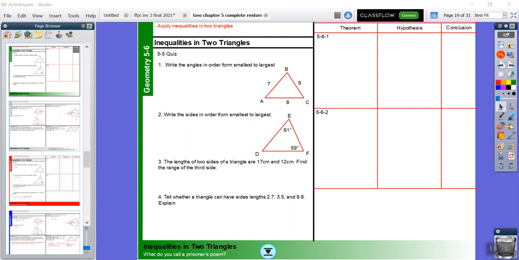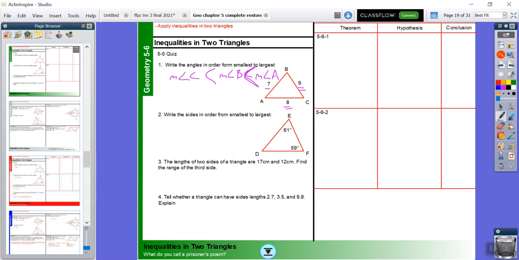All right, but before we get started on the Hinge theorem, we're going to talk about the review of 5-5. We're talking about how to determine what sides are larger and what angles are larger. So we're going to write the angles in order from smallest to largest. The first thing I notice is we have 7, 8, and then 9. And so I know the angle that is opposite the side length 7 is going to be the smallest. So the measure of angle C is going to be less than the measure of angle B, because that's across from the 8, which is going to be less than the measure of angle A.